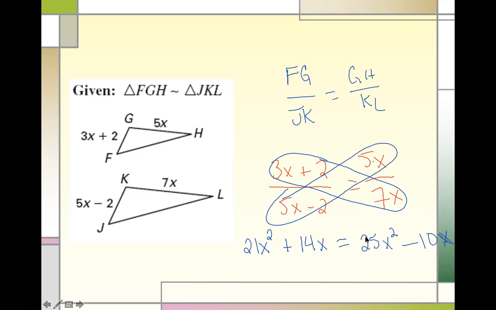So next, I'm going to combine my like terms. I want to combine my x squared term and my x terms together. Since my x term on the right is negative, I'm going to add it to the left so that I don't have to deal with the negative term anymore. So I'm just going to add 10x to both sides.